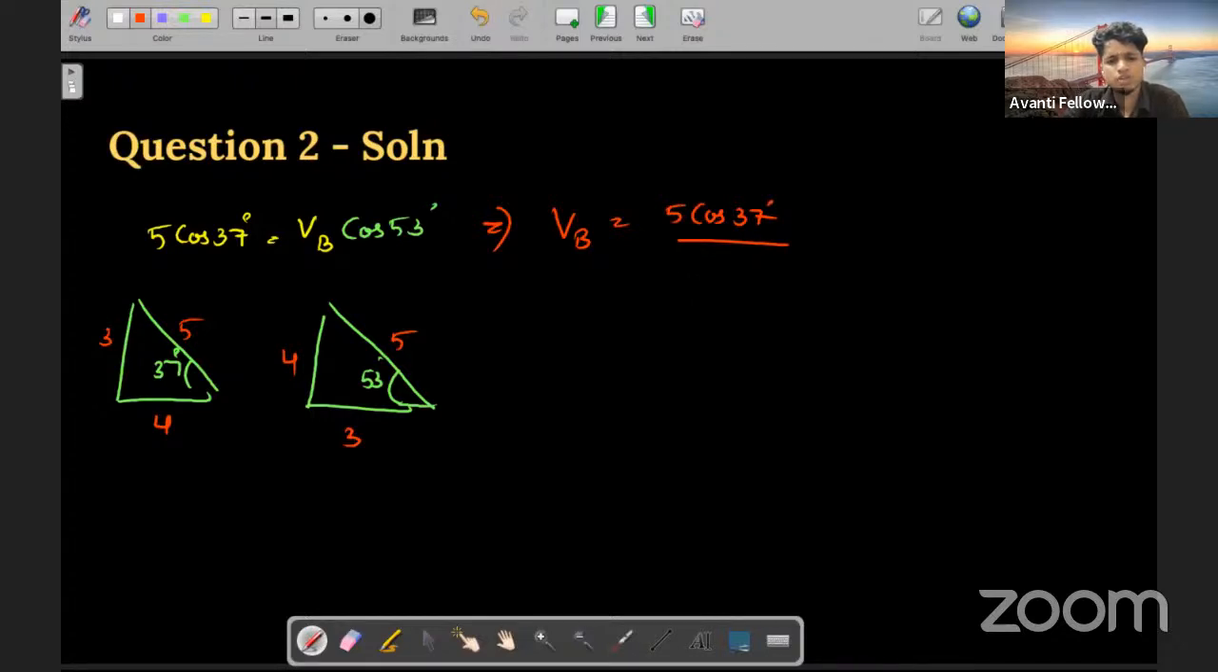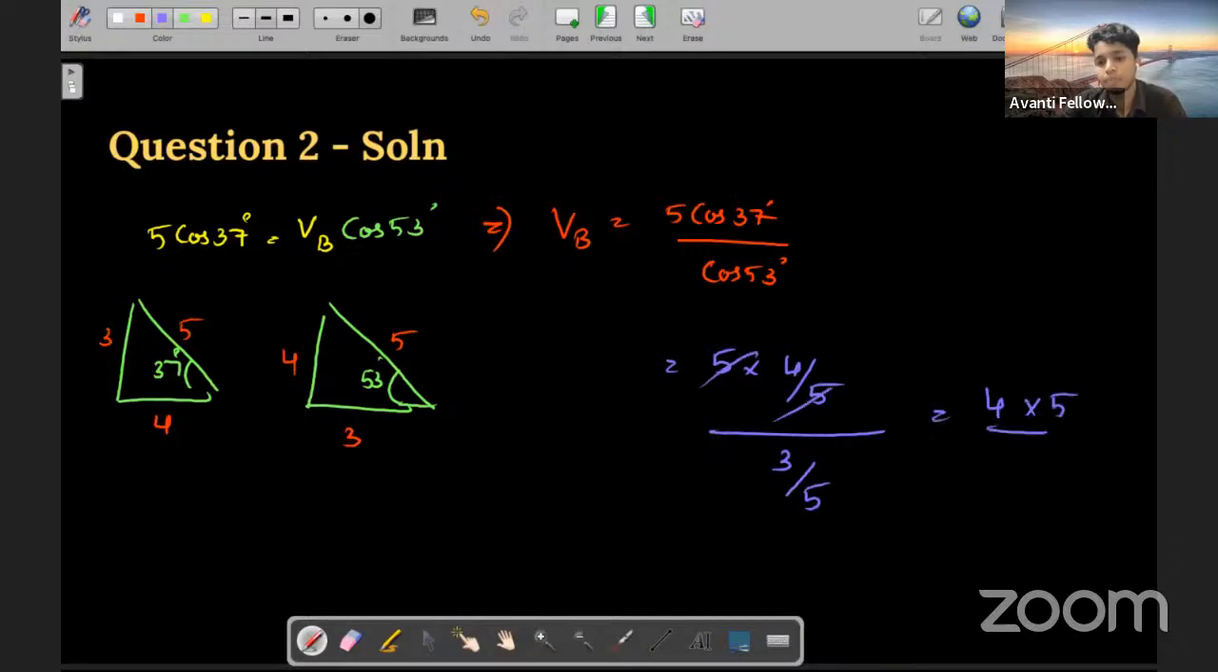Bagalkot students, check your answer once. Cos 53 degree. Very good. So we will get 5 into cos 37 degree. कितना हो गया? What is cos 37? 4 by 5. 4 by 5 divided by cos 53 degree कितना हो गया? 53 degree है 3 by 5. 3 by 5. 5 cancel हो जाएगा. फिर ये आएगा 4 into 5 by 3, which is equal to 20 by 3. Is it good? So this will be your answer, students.